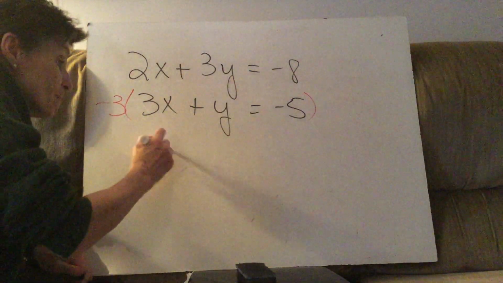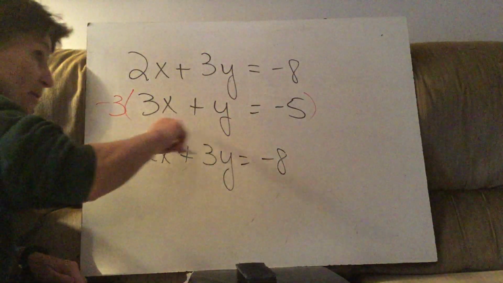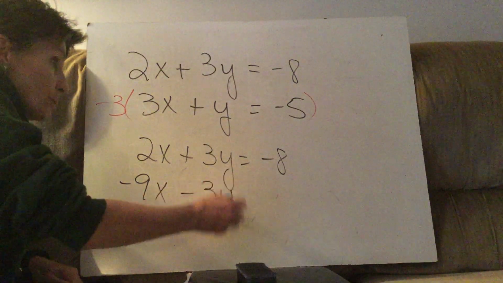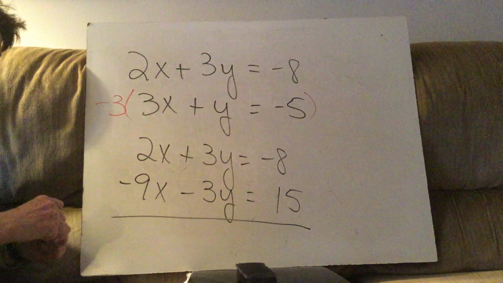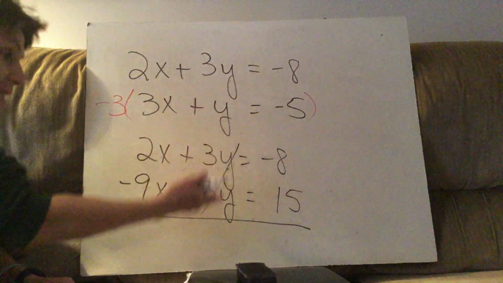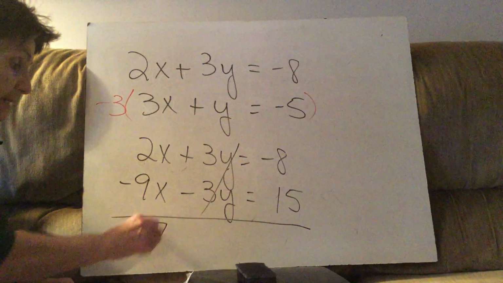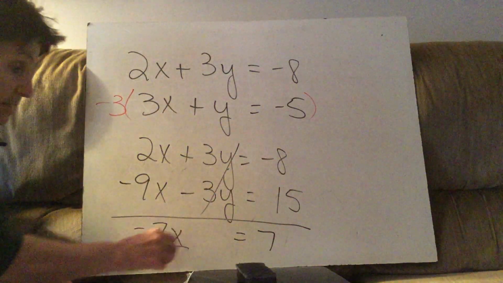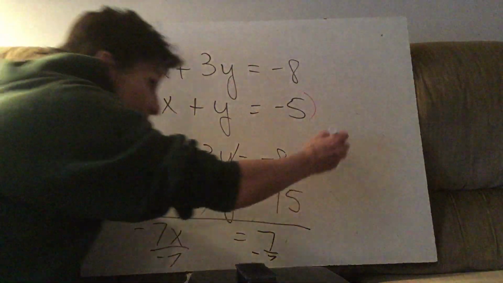So my top equation is going to stay the same. And then I'm going to multiply the bottom one by negative 3. So I have negative 9x, negative 3y, and 15. Now notice you did that so that these would be eliminated. You're adding straight up and down, and those are eliminated. So negative 7x equals 7. So it looks like x is going to be negative 1.